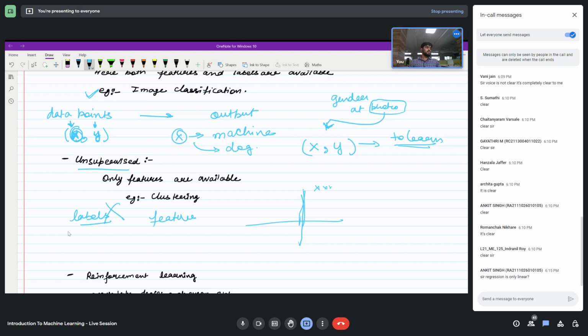Ankit Singh, regression is not only linear. Let's say you have something like this, and you want to fit a curve to it. Then you can have a polynomial regression also. Some people also use a combination of sine and cosine. So it is not always linear.